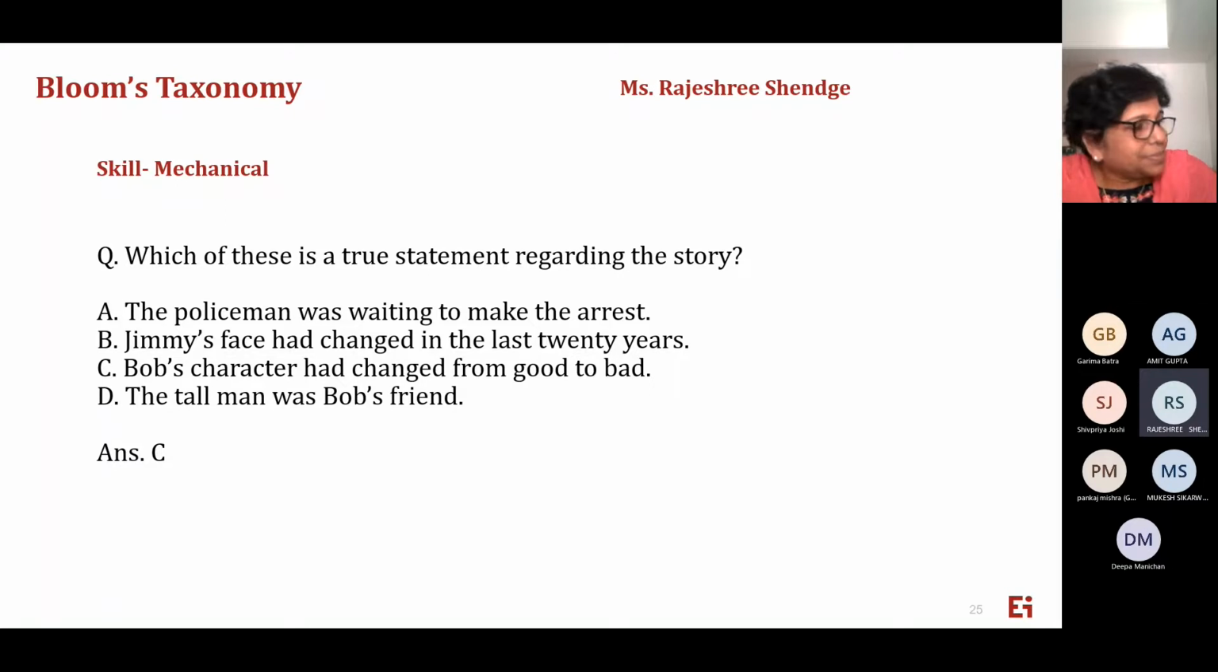Then, ma'am, it should be tagged as understanding. Yes, because it doesn't stop at recall. Two of the options are at recall level and two are at understanding level. So it stops, Pankaj, at understanding level. Okay, ma'am, thank you. Is this clear? Now, let's go to the next question.